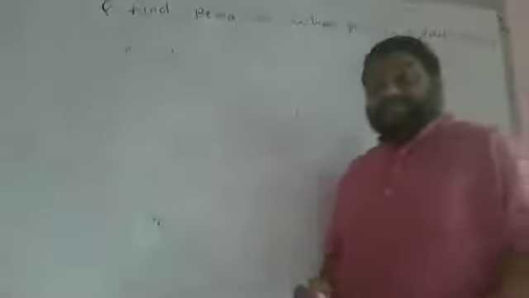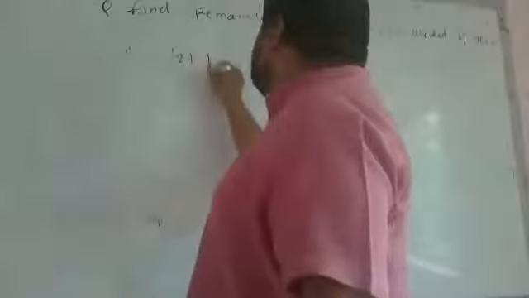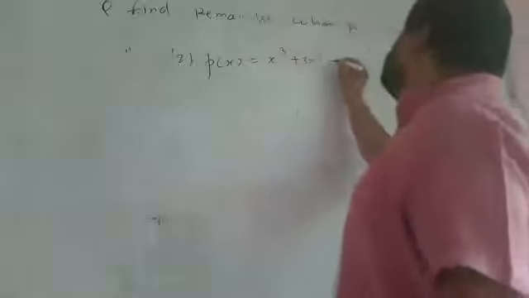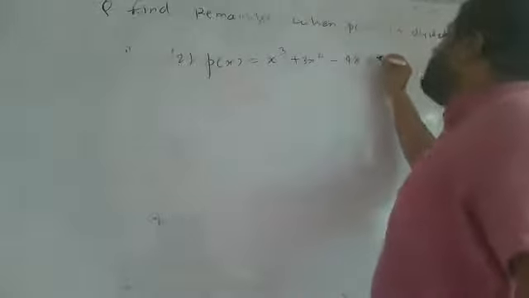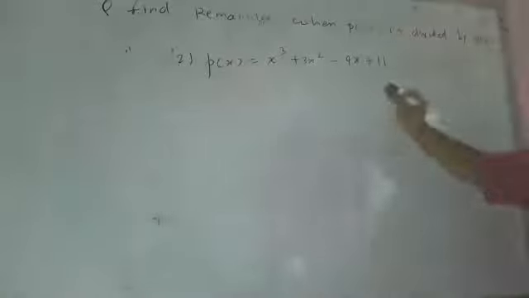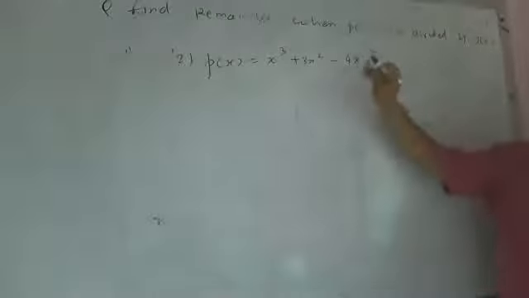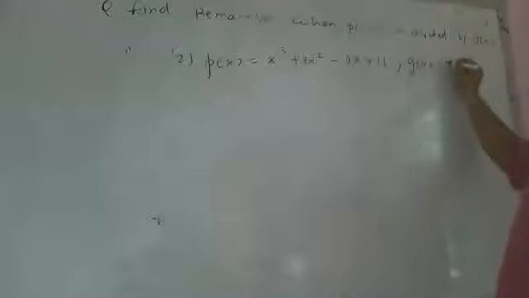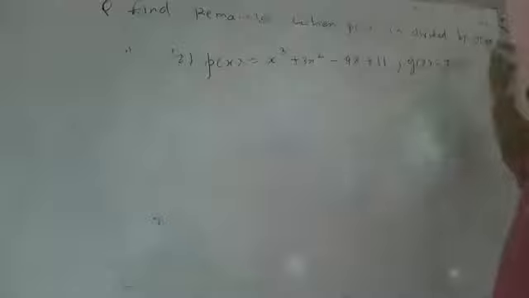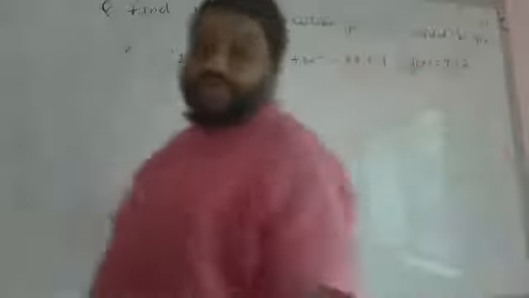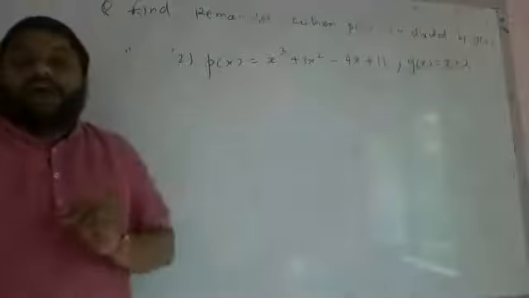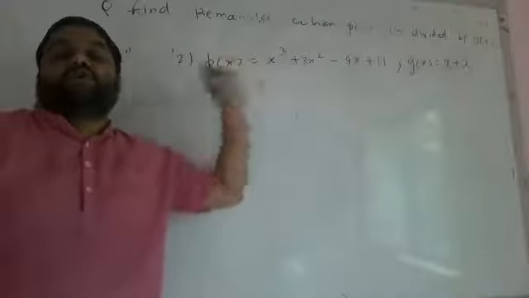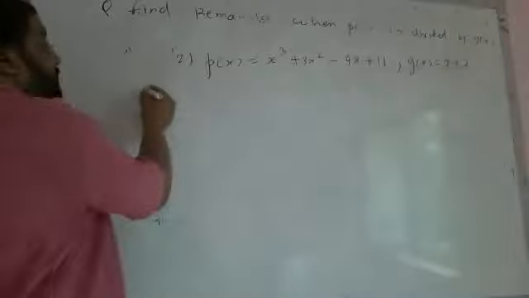Now in the second example, if they have given you P of x is equal to x cube plus 3x square minus 4x plus 11. It is the P of x given. And G of x as, suppose, x plus 2. G of x given to you is x plus 2. We have to find the remainder when P of x is divided by G of x.